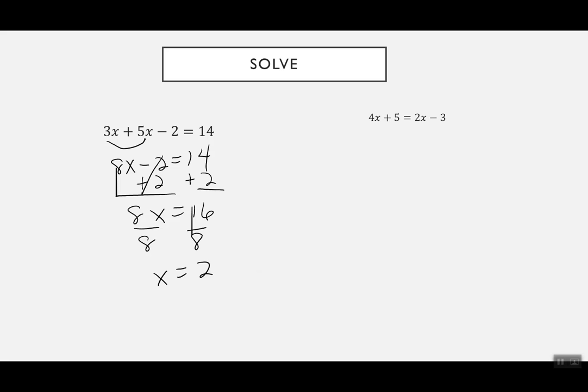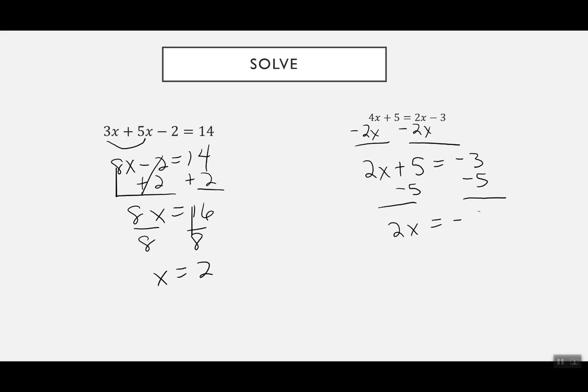Next we have 4x plus 5 equals 2x minus 3. This time, my x's are not on the same side, so I do want to bring them together. So to bring them together, I'm going to bring the 2x to the left, and I'm going to do that by subtracting. So 4x minus 2x is 2x, plus 5 equals negative 3. Now let's subtract the 5. I have 2x is negative 8. The last step is to get rid of that 2 by dividing, and that tells me x is equal to negative 4.